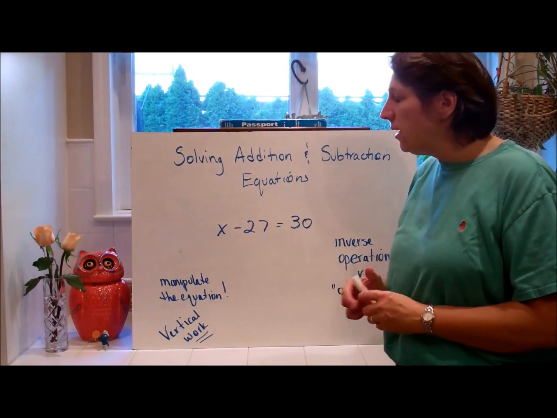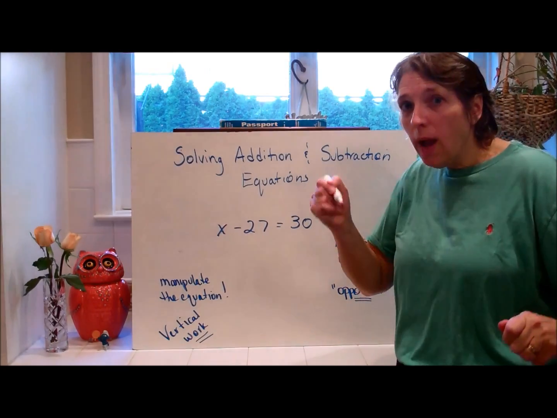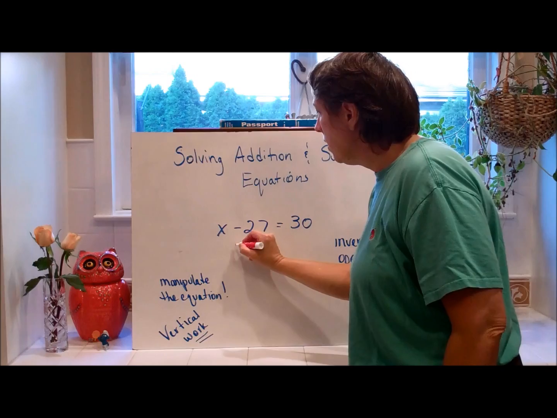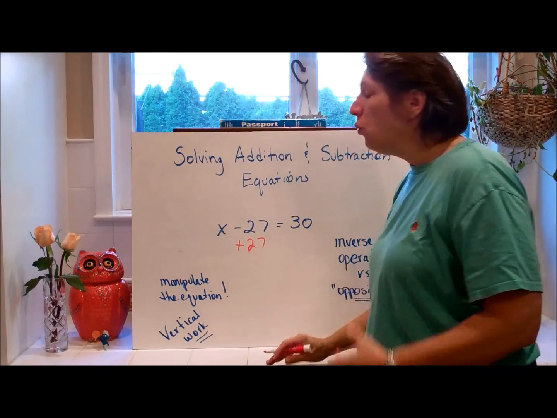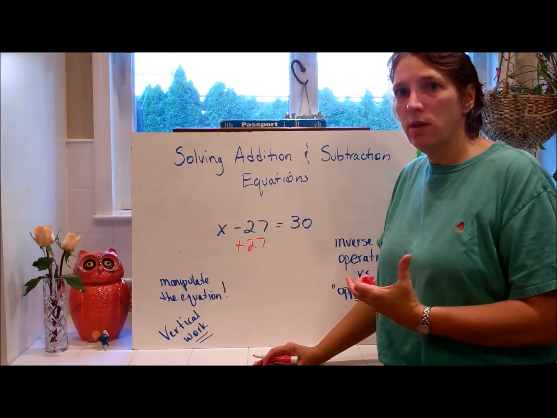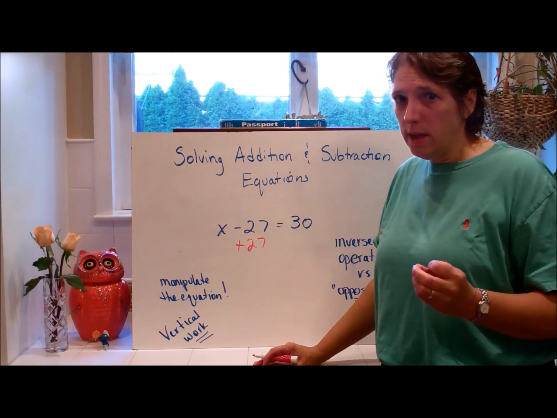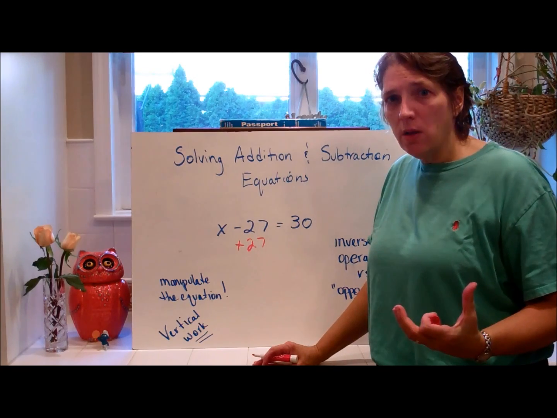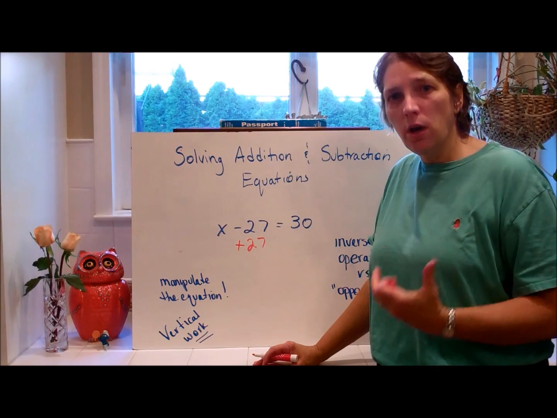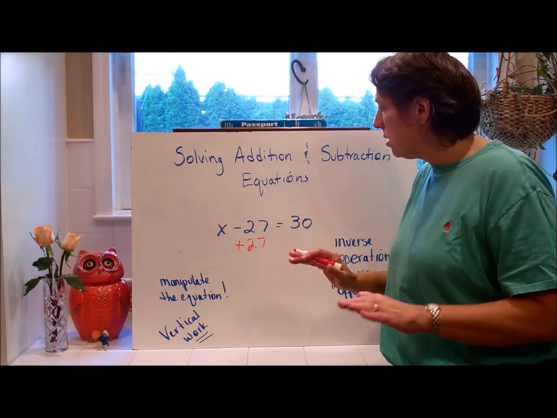So if we're subtracting 27, the inverse operation is to add 27. Whatever we do to one side of the equation, we must also do to the other side of the equation, so we keep the equation equal. Let me say that again. Whatever we do to one side of the equation, we must also do to the other side of the equation to keep the equation equal or balanced.